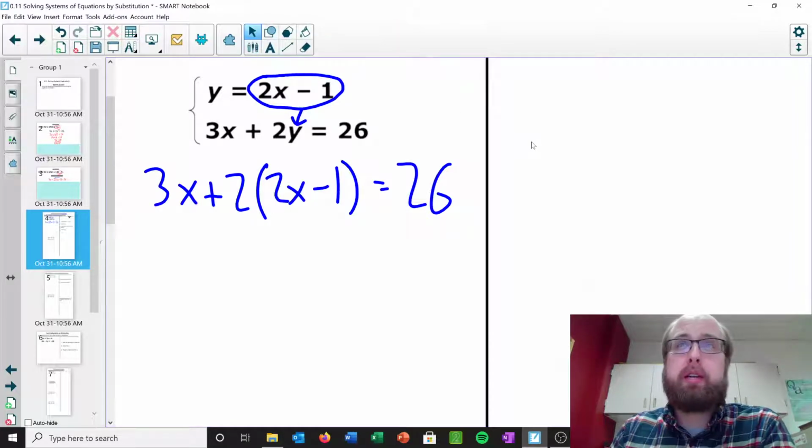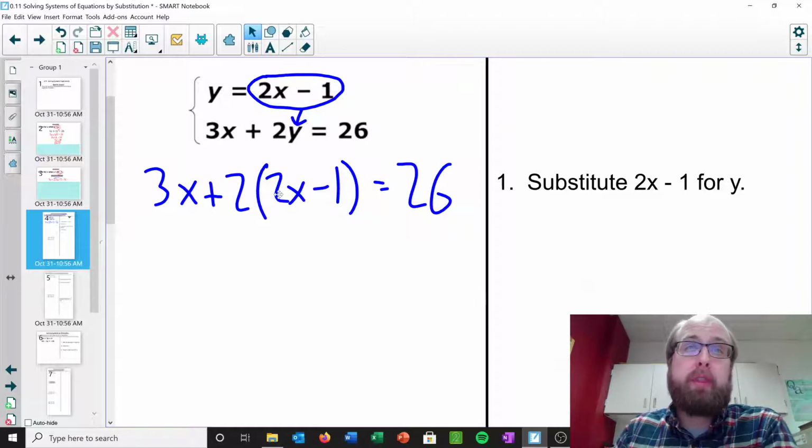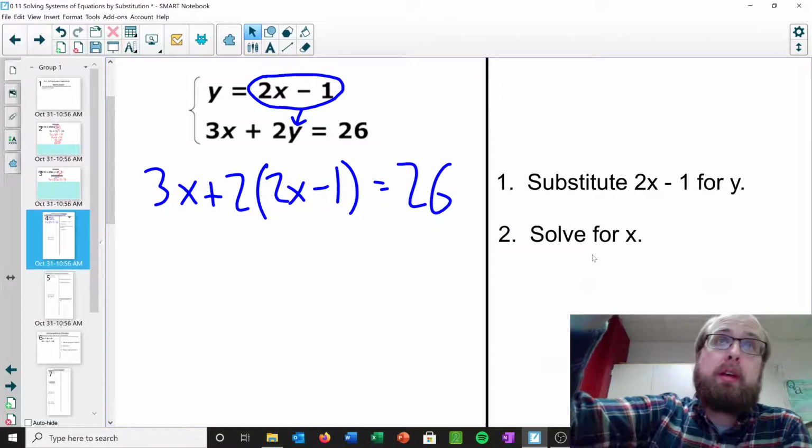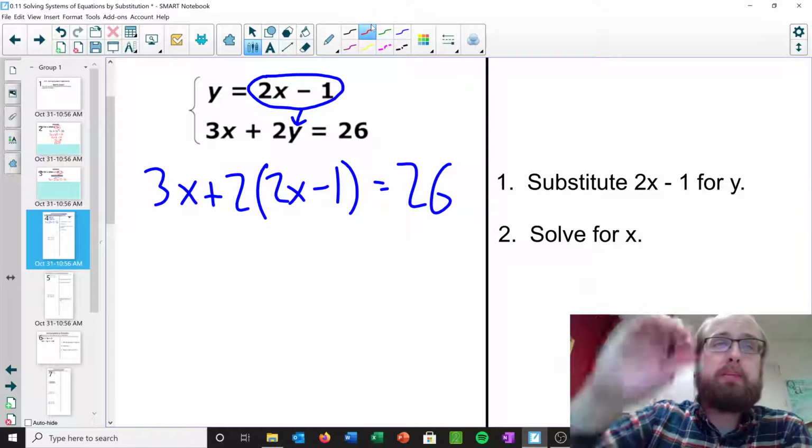All right, and that's actually the first step we're going to be doing. We take that 2x minus 1, we substitute it for y. From there, this is easy to solve. We just got to solve for x. All right, and that's going to be a little complicated in this case, but it's not too bad.